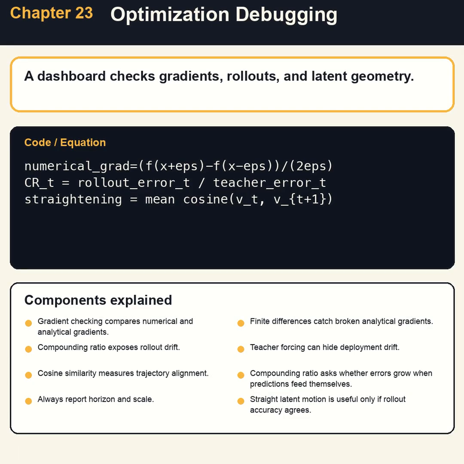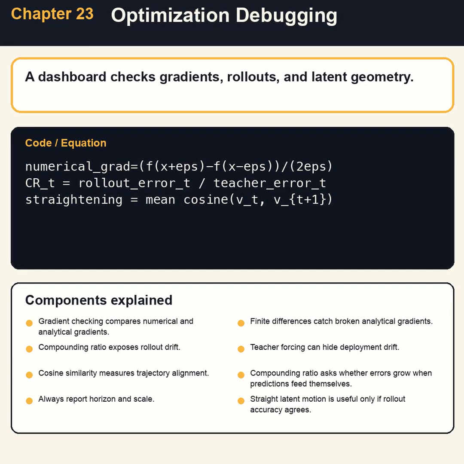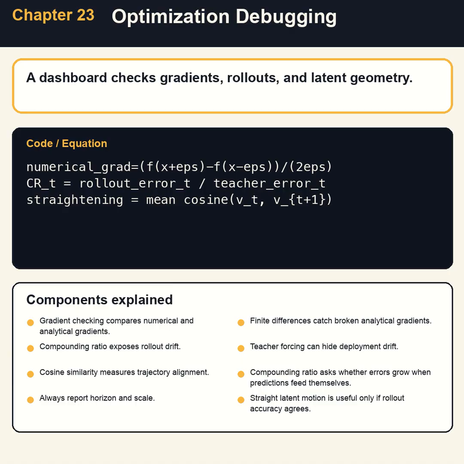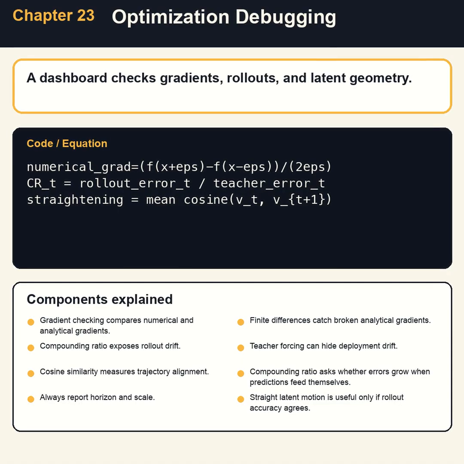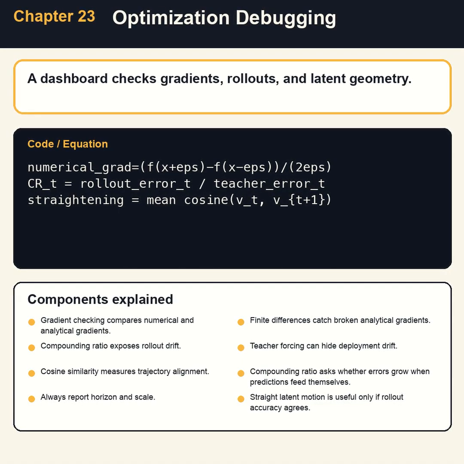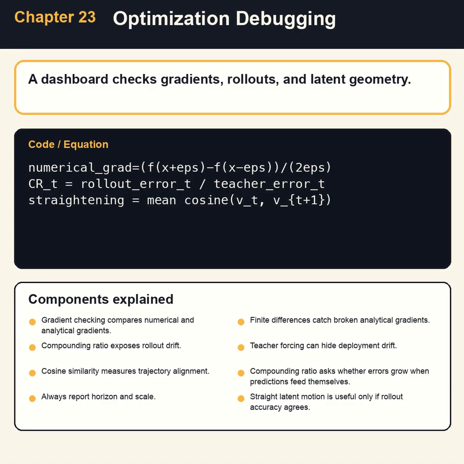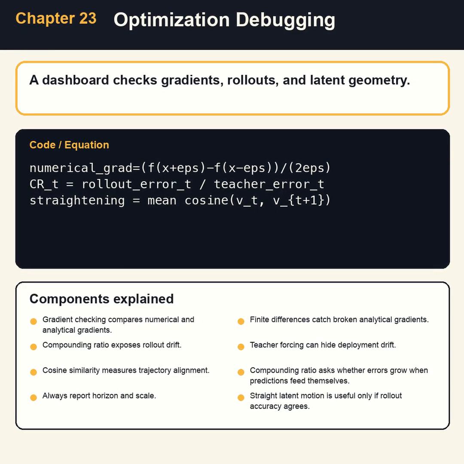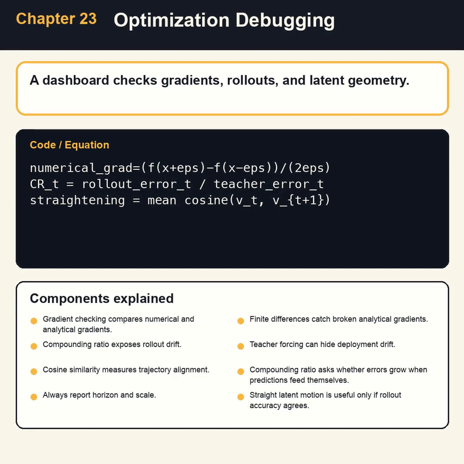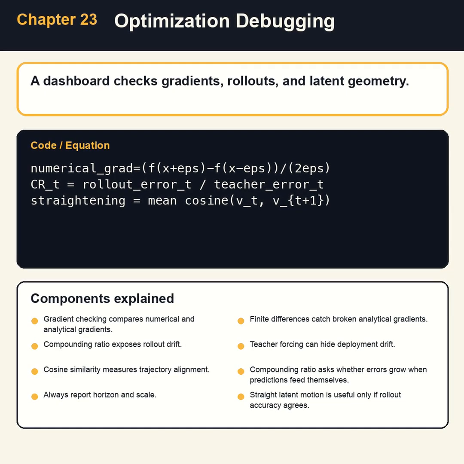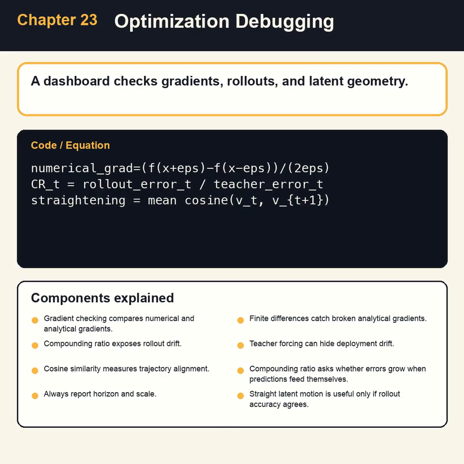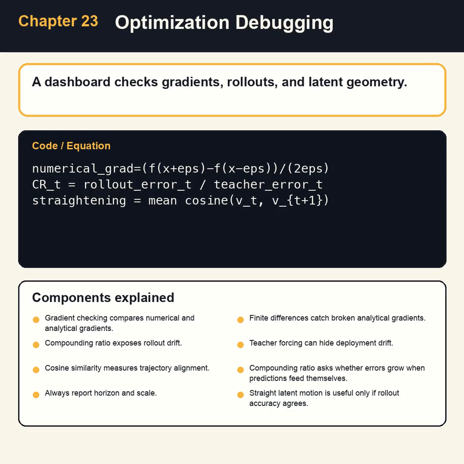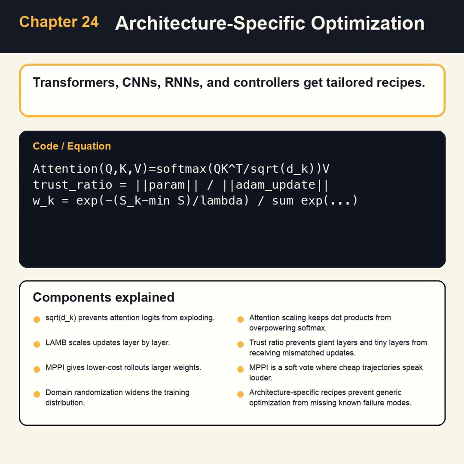Optimization debugging. Real-world analogy. Inspect every station on a factory line instead of only staring at the broken final product. Gradient checking verifies backprop. Teacher-forced and recursive rollouts expose compounding error. Temporal straightening checks whether latent motion is consistent. Debugging is the detective arc. A model that fails to learn is not a mystery. It is a set of measurements waiting to be isolated. Gradient checks test calculus. Rollouts test deployment. Latent geometry tests whether the hidden world is navigable.